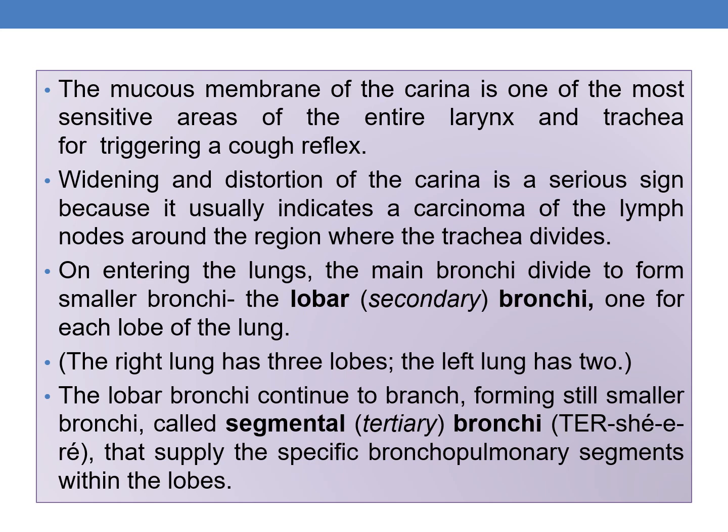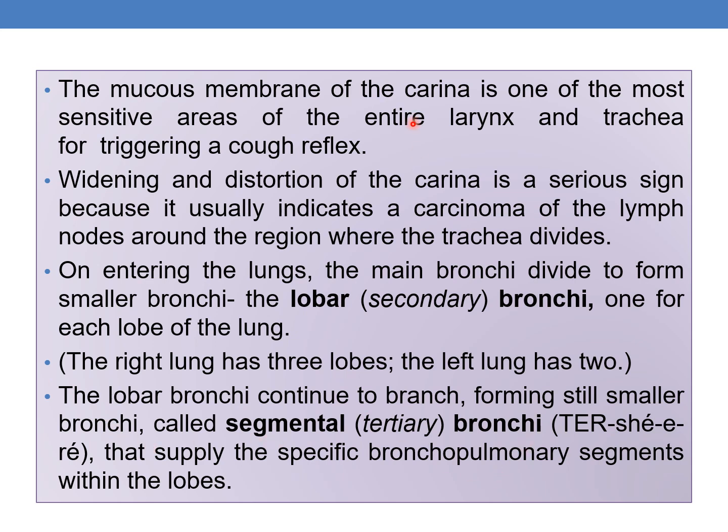On entering the lungs, the main bronchus divides to form smaller bronchi, the lobar bronchi, one for each lobe of the lung. The right lung has 3 lobes and the left lung has 2. The lobar bronchi continue to branch, forming still smaller bronchi called segmental bronchi.